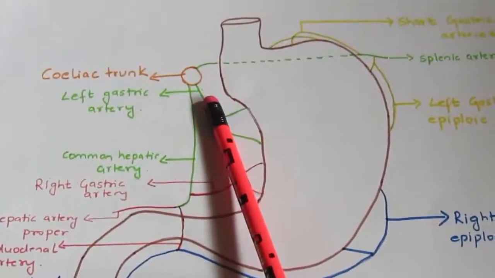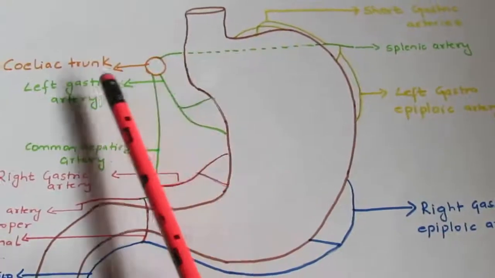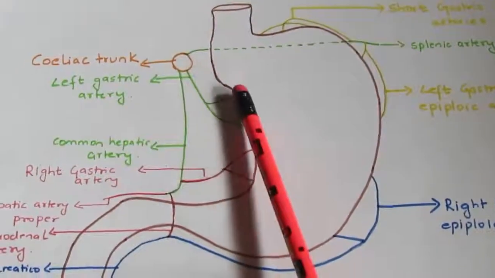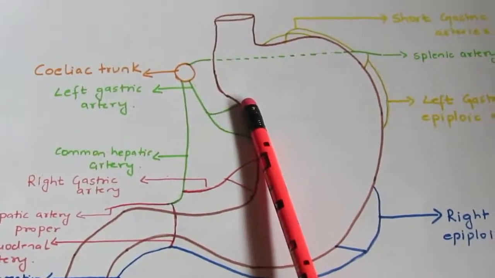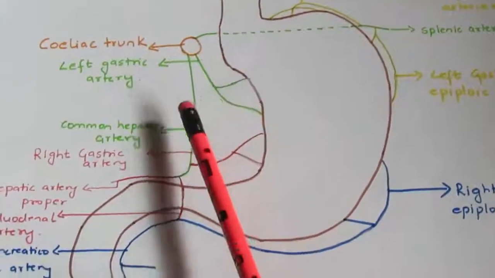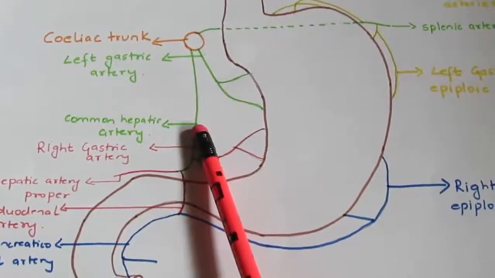The one which directly supplies the stomach is the left gastric artery. It supplies the upper half of the lesser curvature of the stomach, and it is the principal artery of the stomach. Let's move on to the common hepatic artery.